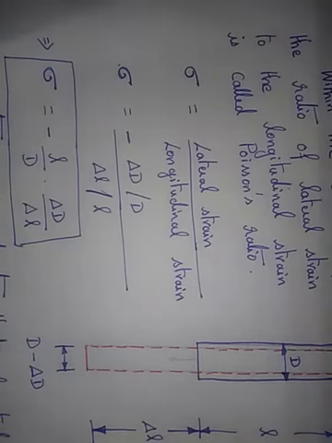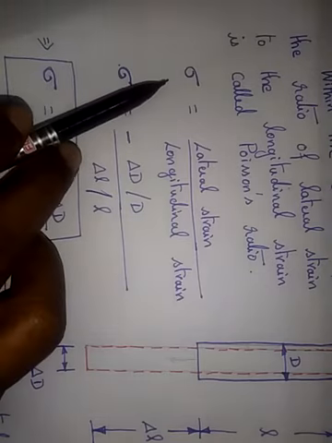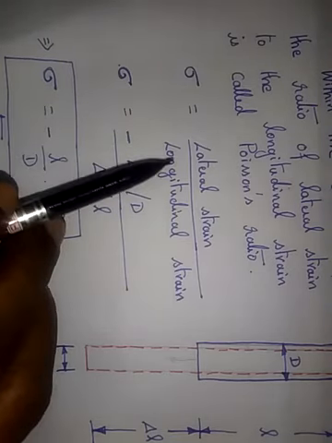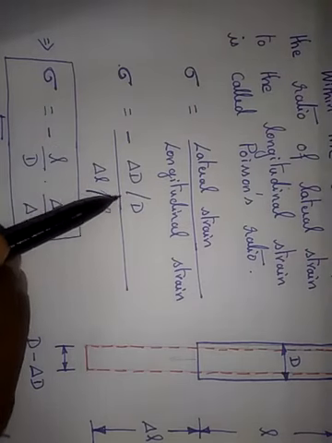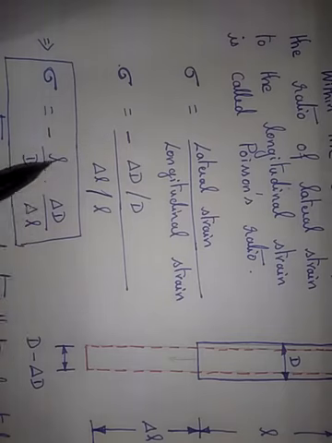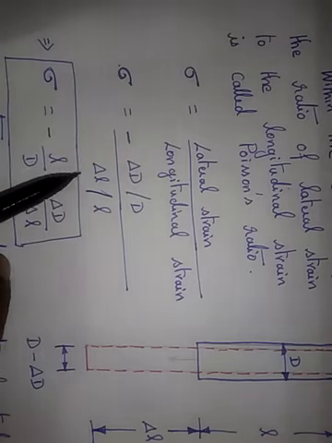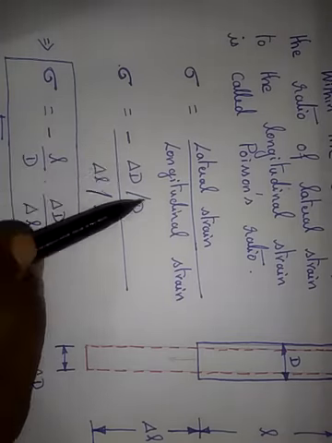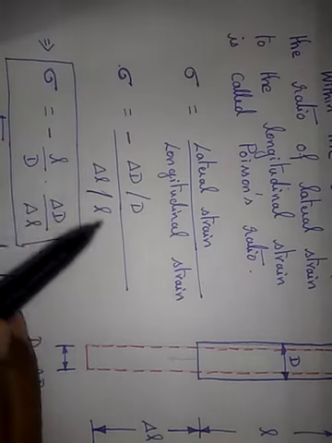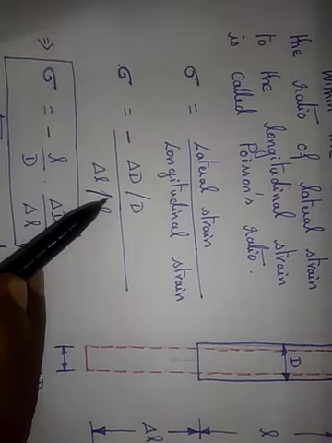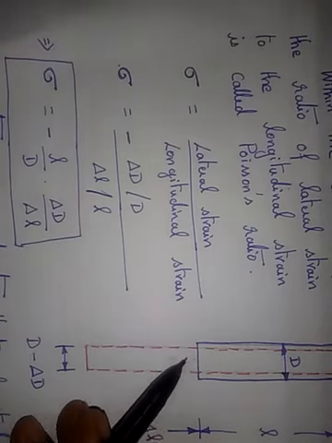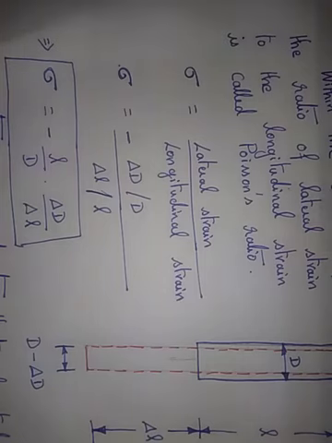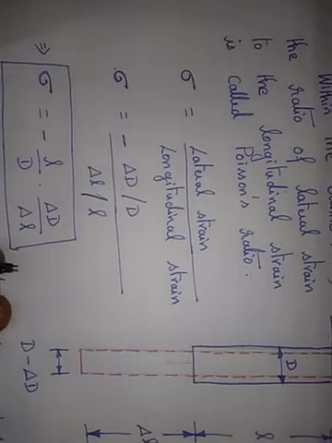the other one is decreasing. So Poisson's ratio sigma is equal to lateral strain by longitudinal strain, and it is given by minus del D by D, whole thing divided by del L by L. That is, del D is change in diameter to the original diameter divided by change in length divided by original length. Here we have assumed this wire having a cross section of circle. So that's all about Poisson's ratio.